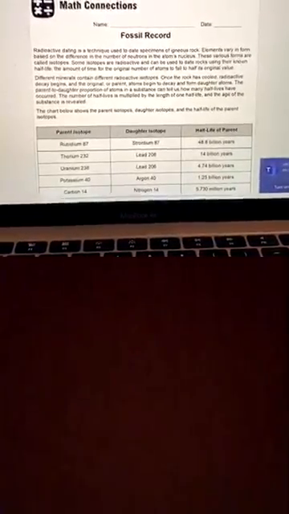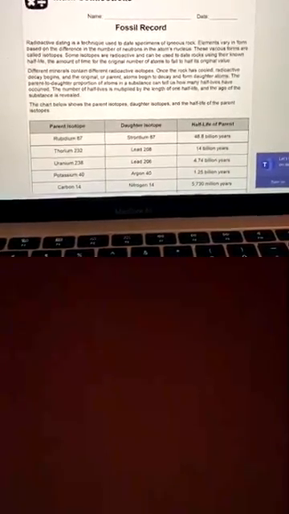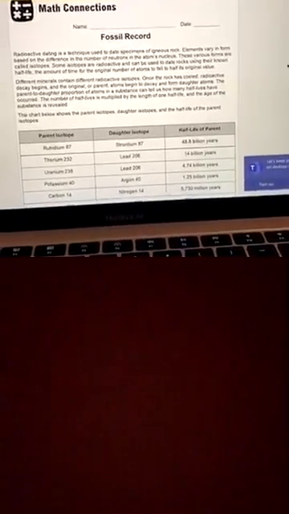I'm going to read that sentence one more time, the last sentence at the end of the second paragraph. The number of half-lives is multiplied by the length of one half-life, and the age of the substance is revealed. The chart below shows the parent isotopes, daughter isotopes, and the half-life of the parent isotopes. So in this case, for these problems right here, we are multiplying the number of half-lives by the length of one half-life. So question number 1, Tiana, we set it up last time, but can you walk us through how you solved it?